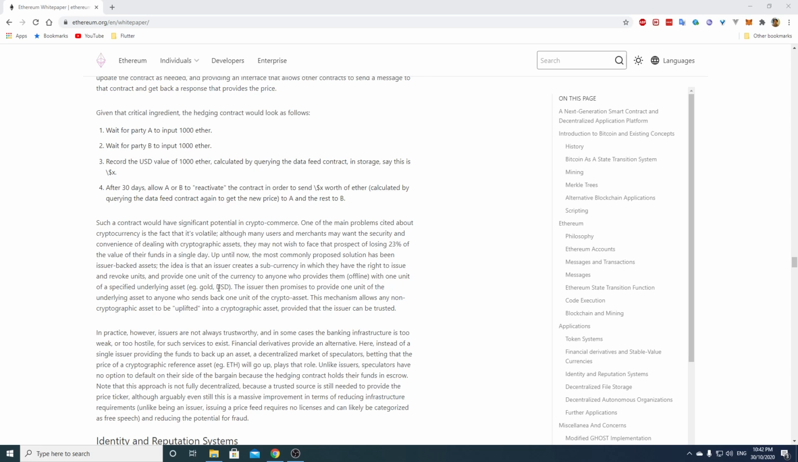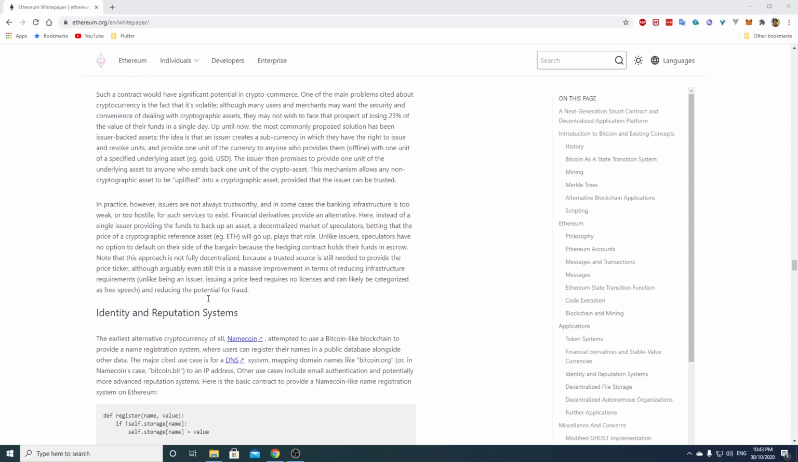Basically, whenever you give them 1 USD, they keep it in their storage and they create 1 crypto USD. So that's Tether. The issuer then promises to provide 1 unit of the underlying asset to anyone who sends back 1 unit of the crypto asset. So if you want to redeem, if you want to reconvert your Tether, you burn that Tether and they give you 1 USD. This mechanism allows any non-cryptographic asset to be uplifted into a cryptographic asset, provided that the issuer can be trusted. Obviously, if they run away with all the real USD, then you're out of luck.